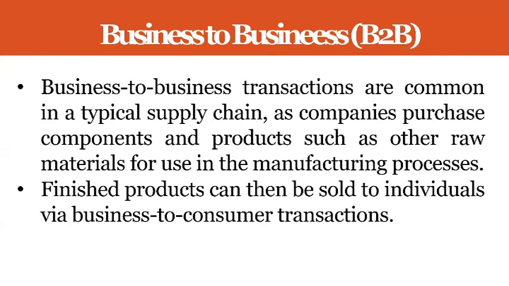Business-to-business transactions are common in a typical supply chain, as companies purchase components and products such as raw materials for use in the manufacturing processes. Finished products can then be sold to individuals via business-to-consumer transactions. So if that is from supplier to supplier, that is business to business.